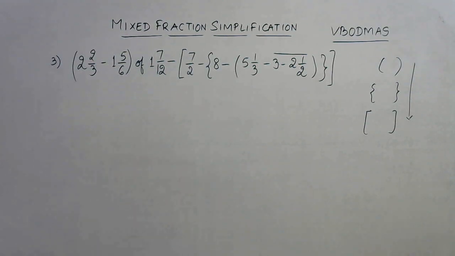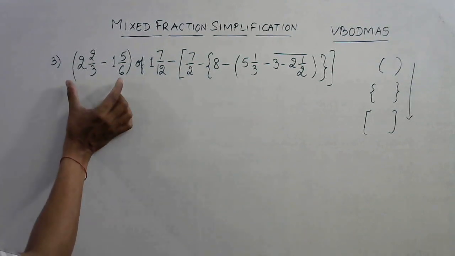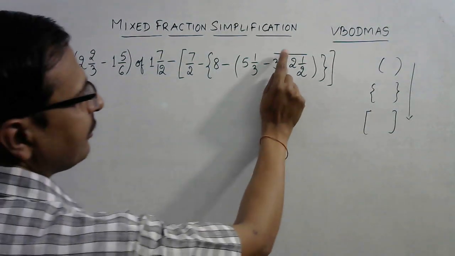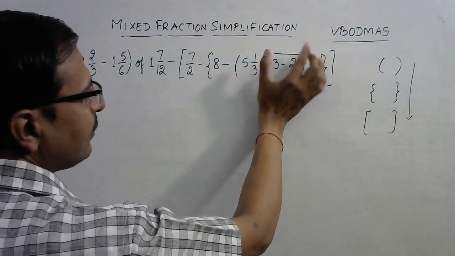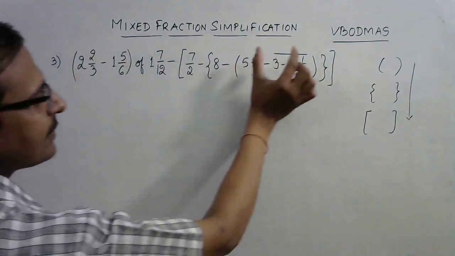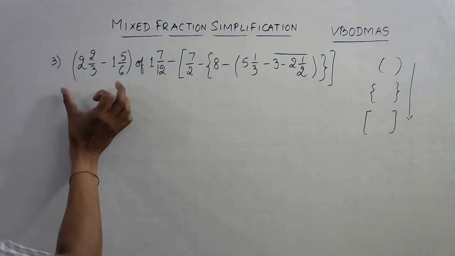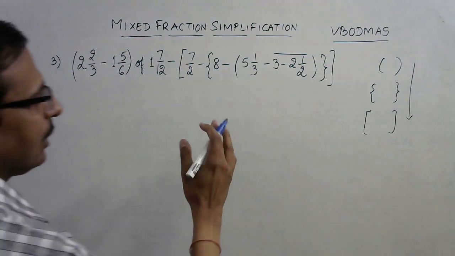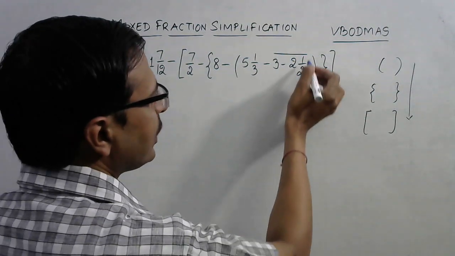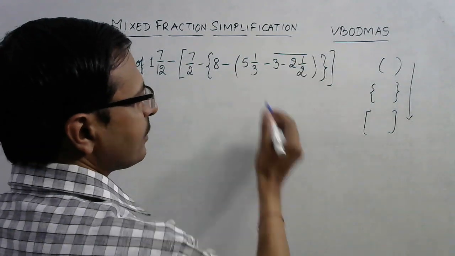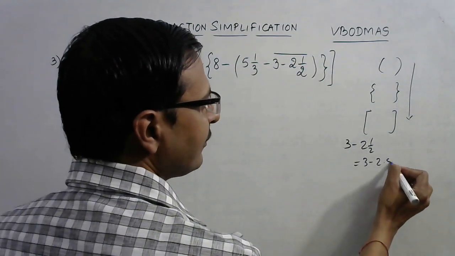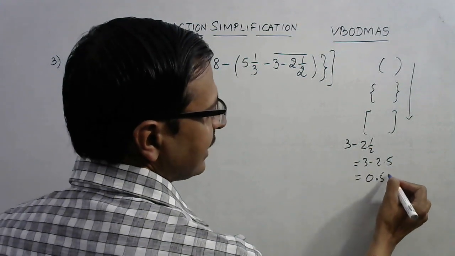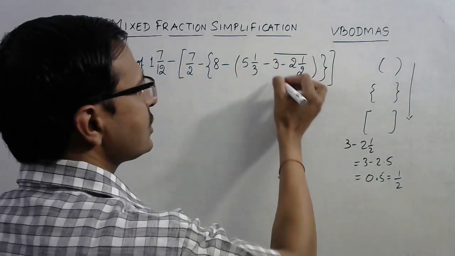Now see, we can solve this bracket simultaneously and the vinculum sign also. So VB. I can remove this V sign because this is totally independent of this vinculum, so I can solve this also together. So let's solve step by step. Now see, 3 minus 2 and half is under the vinculum sign. So 3 minus 2 and half means 3 minus 2.5, which is 0.5, that is 1 by 2. So this reduces to 1 by 2.